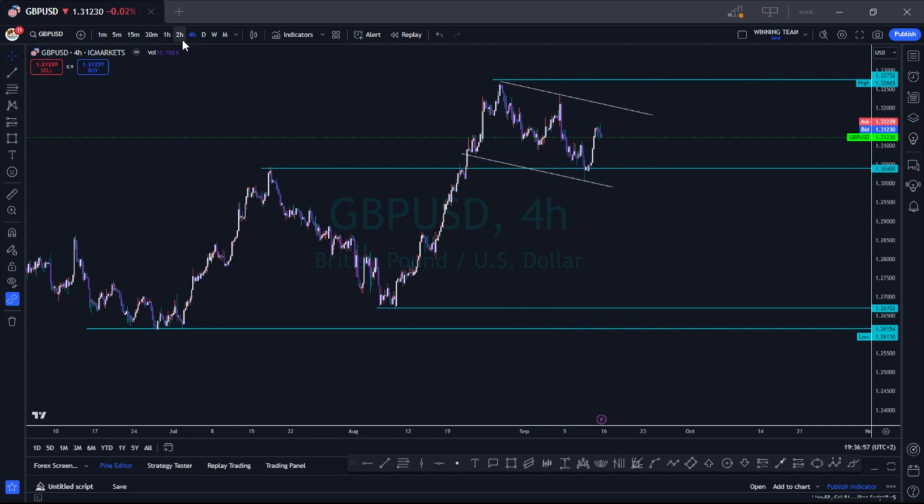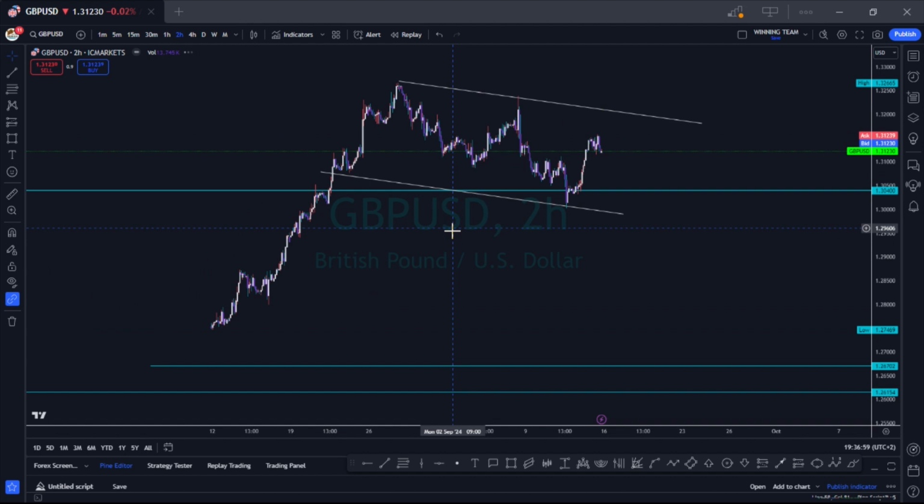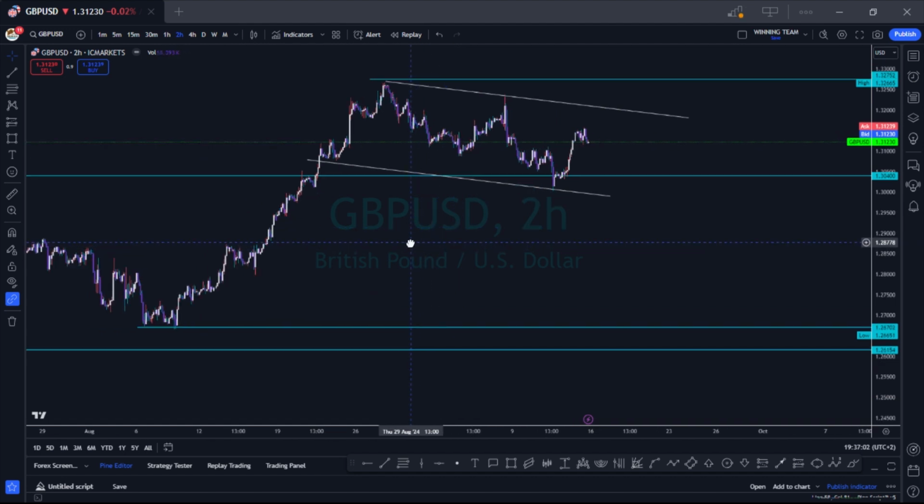Okay, so if we go down to 2 hours, let's check it on 2 hours so that we can adjust where we need to adjust, but everything is covered even if we are looking into 2 hours, because you can see we are having breaks, continuation, and something like that.